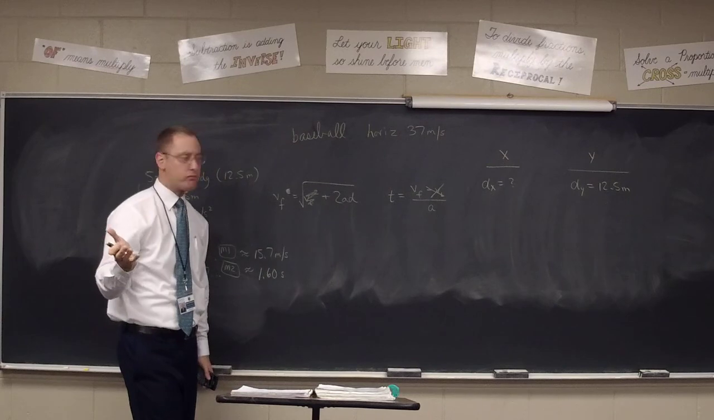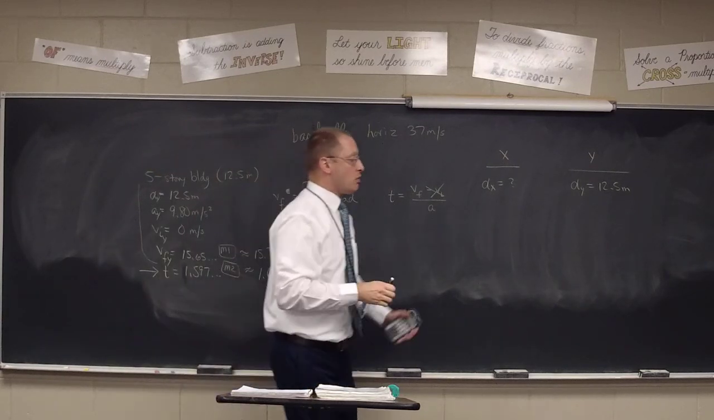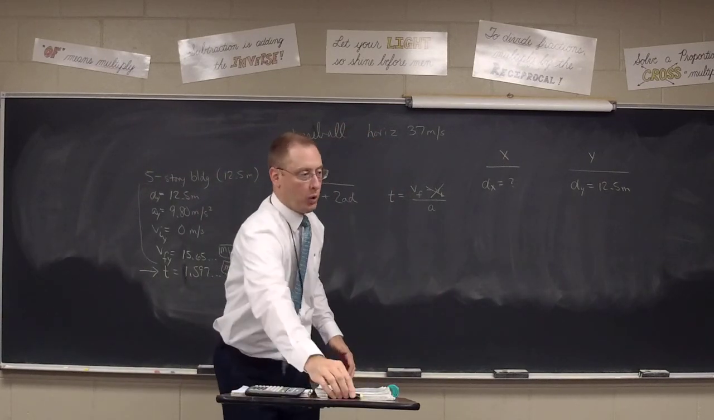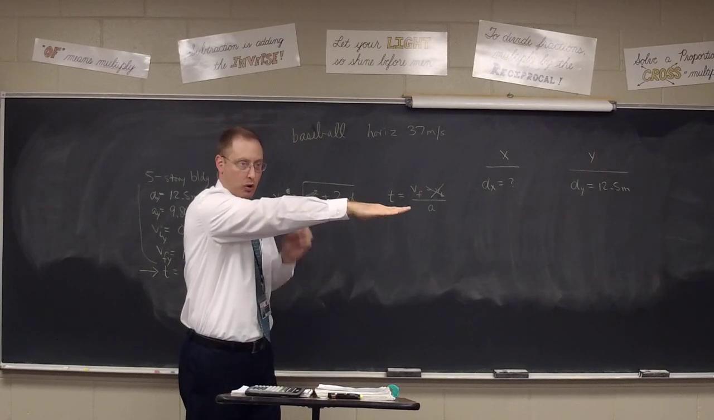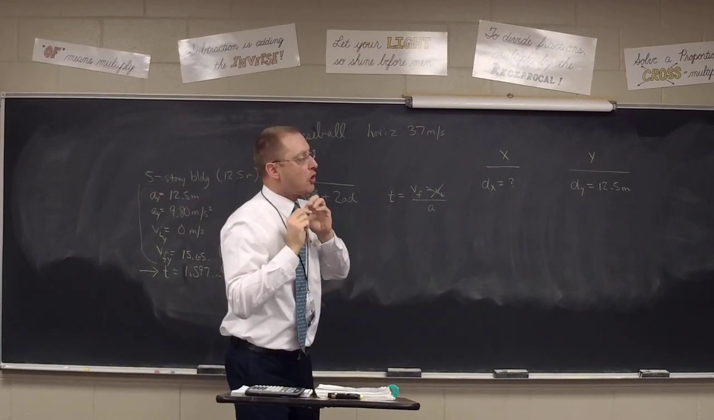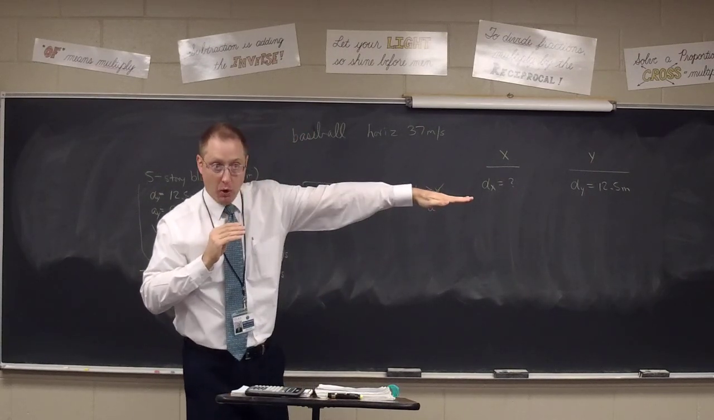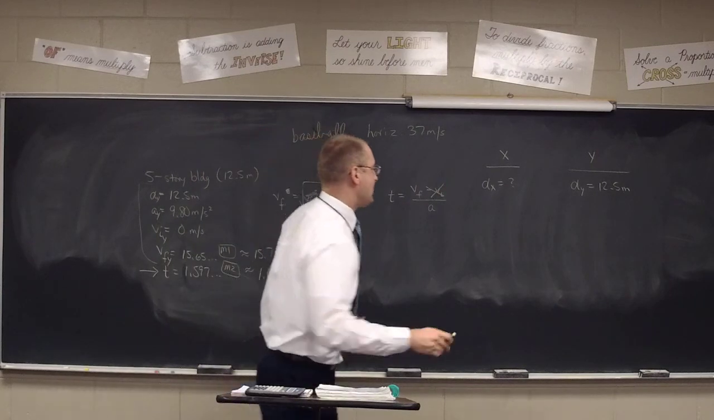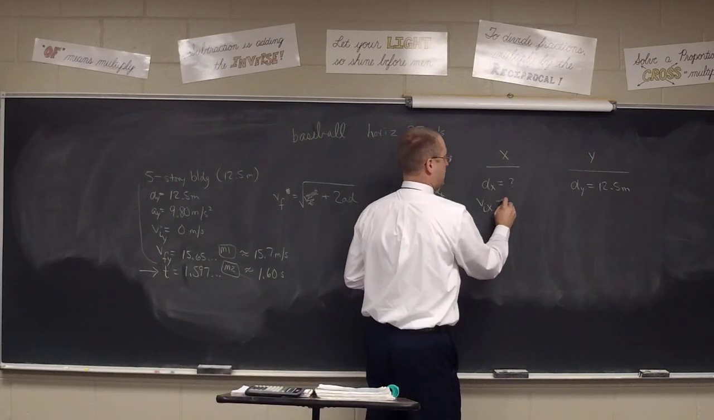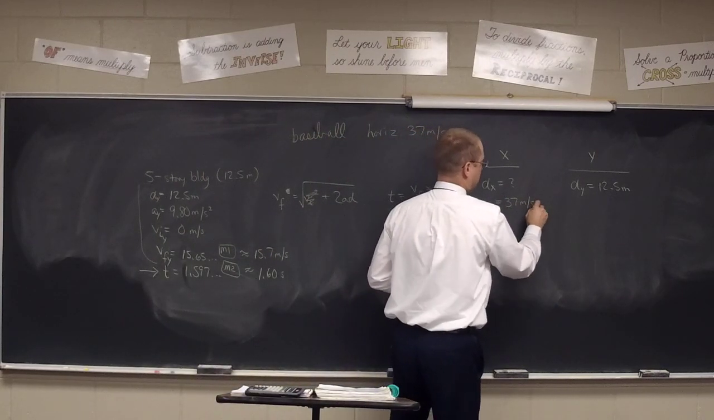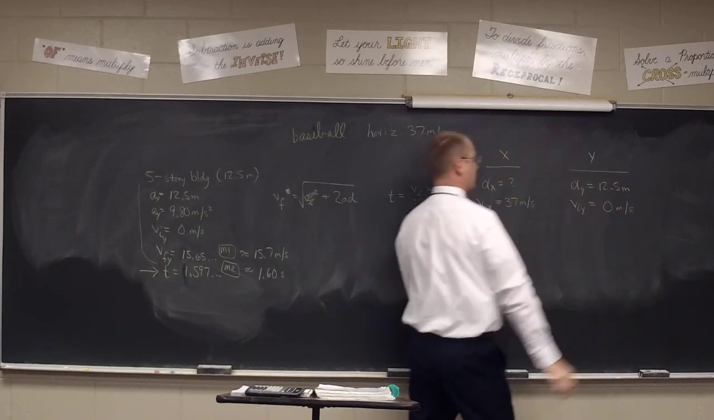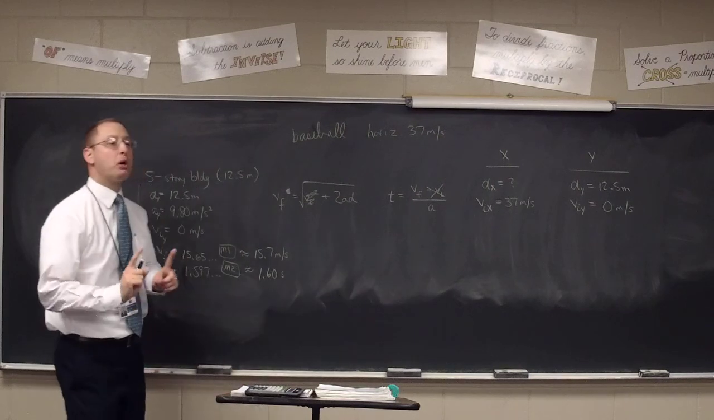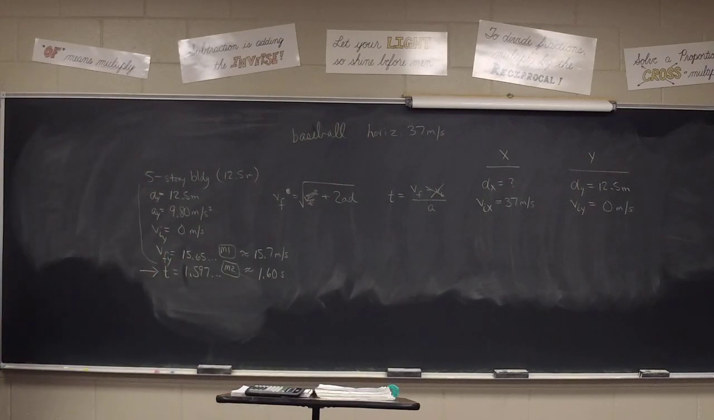Does that make sense? I also know if it's thrown perfectly horizontal, is there any motion forcing it down right as it's released? No. But all 37 meters per second is going forward, correct? So I know that in the x, the initial velocity is 37 meters per second. But the initial velocity in the y is still 0 meters per second, if it's perfectly horizontal, correct?